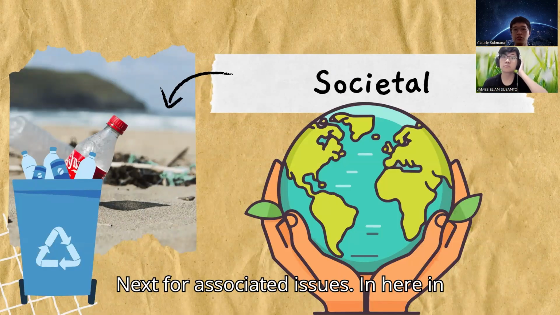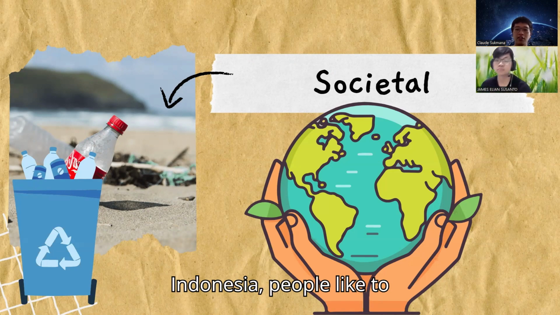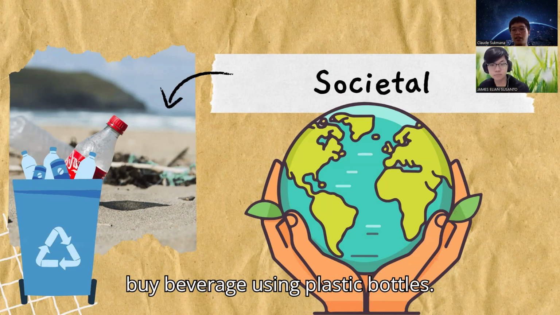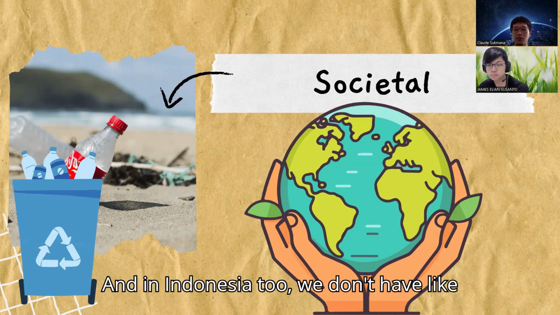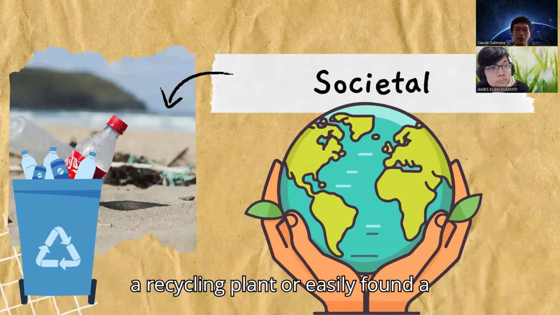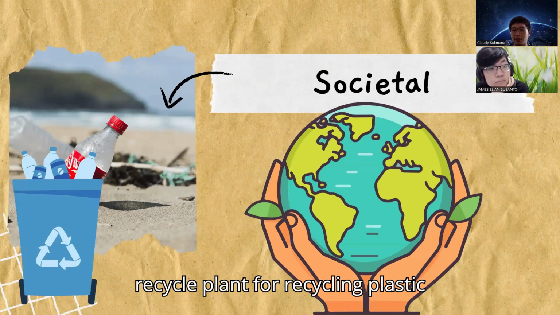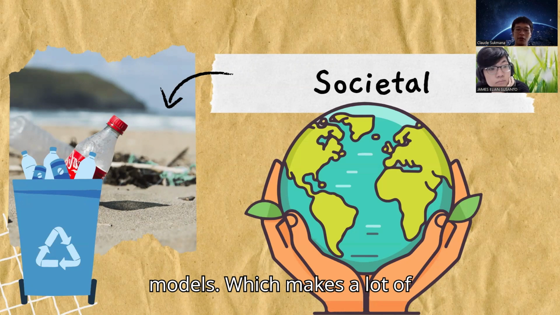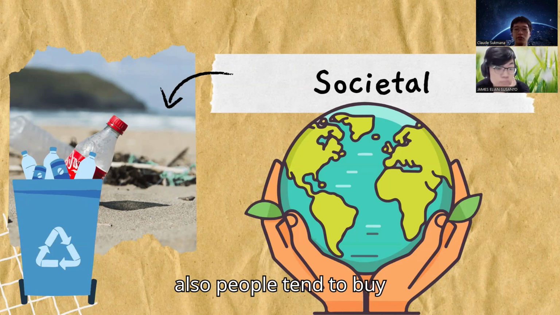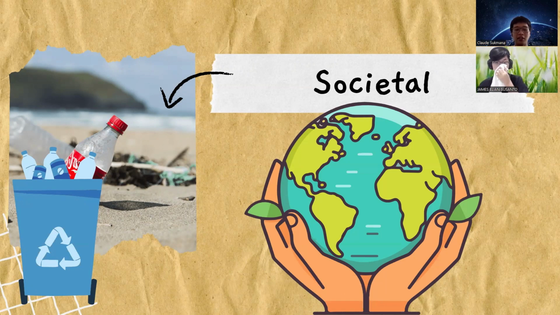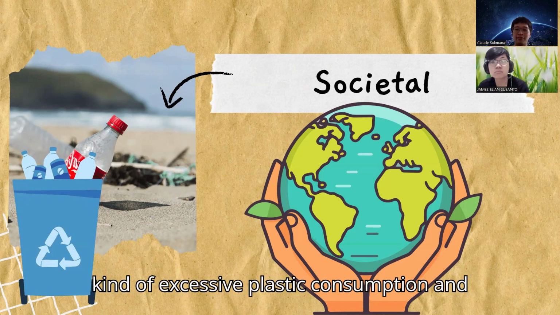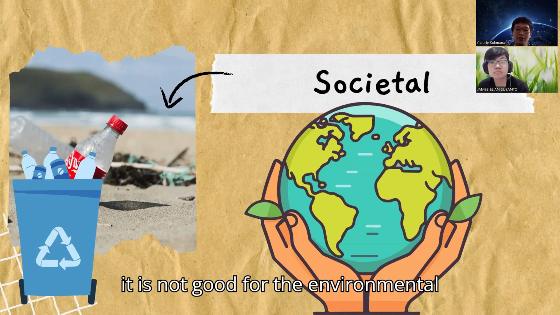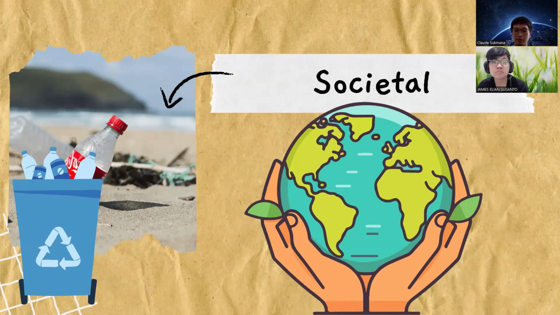Next, for societal issues. Here in Indonesia, people like to buy beverages in plastic bottles. And in Indonesia too, we don't have a recycling plant, or one that is easily found, for recycling plastic bottles, which makes a lot of plastic waste around. Also, people tend to buy beverages frequently, which makes this a kind of excessive plastic consumption, and it is not good for the environment too.